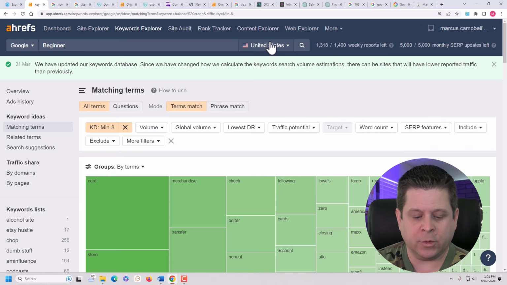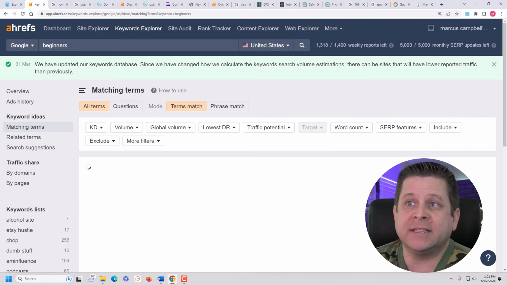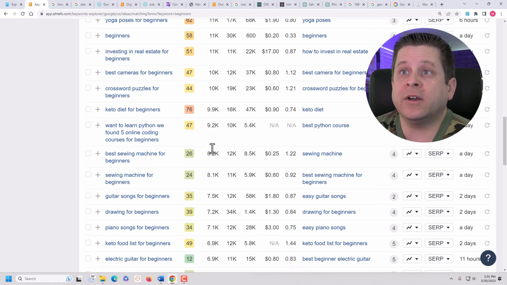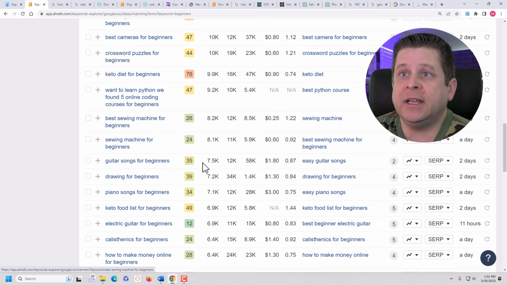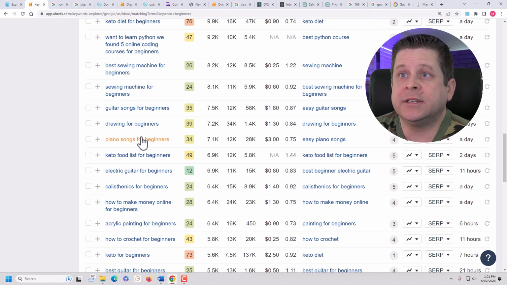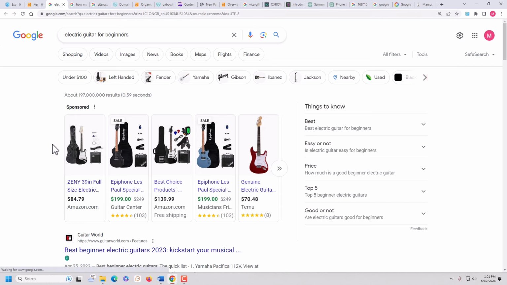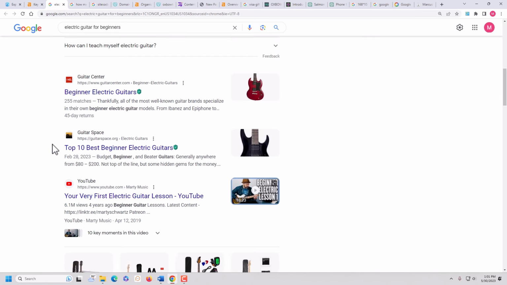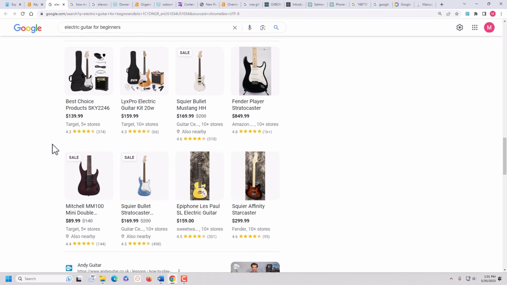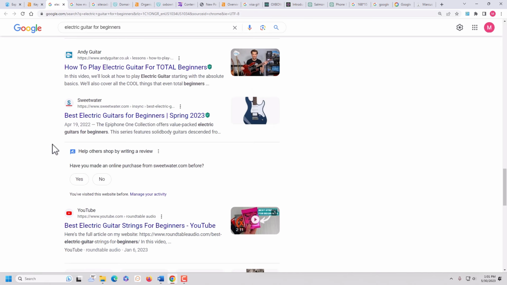You can even use a trigger word like beginners. What are the best things for beginners? And we can see all kinds of stuff like best sewing machine, drawing for beginners, electric guitar for beginners, and on we go. And we can see here that a lot of these do not have featured snippets and probably won't have AI results directly on the homepage, meaning the traffic is probably pretty safe.